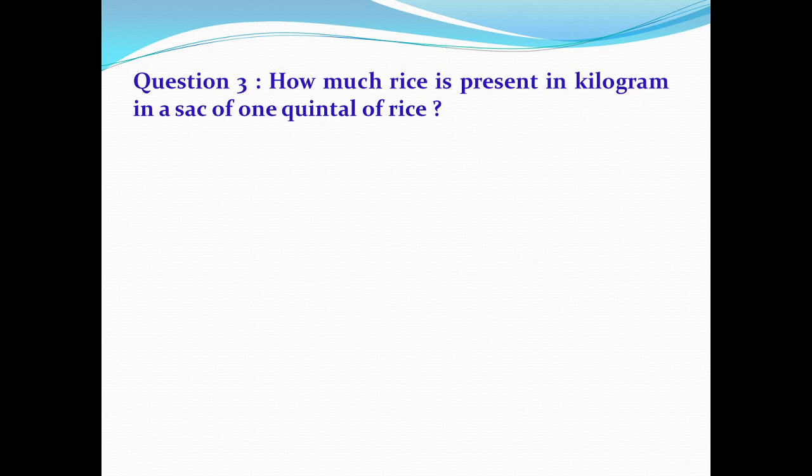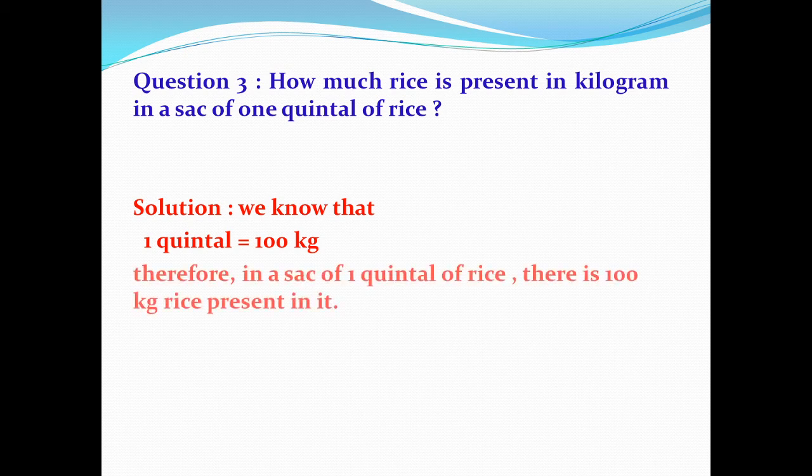Next question, how much rice is present in kilogram in a sack of 1 quintal of rice? In question we have given there is a sack having capacity 1 quintal. It means we can put rice of 1 quintal in the sack. If you want to put rice in kilogram, then how much rice can put? So we know that 1 quintal is equal to 100 kg. So in a sack of 1 quintal of rice, you can put rice 100 kg. Therefore, in a sack of 1 quintal of rice, there is 100 kg rice present in it.